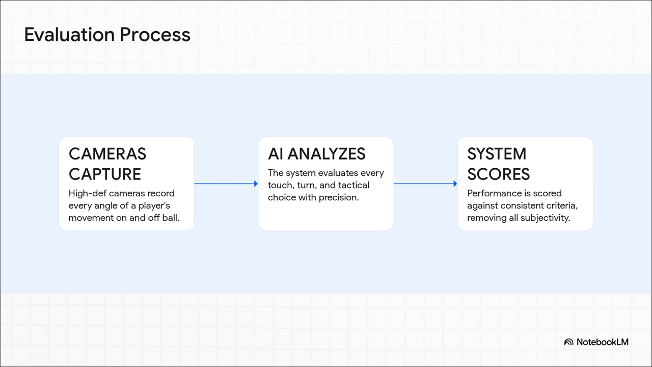Second, the AI gets to work, analyzing every single touch, every turn, and every tactical decision with a level of precision that's just impossible to achieve manually. And finally, the system scores that performance against a consistent set of criteria. The same rules apply to every player, which completely removes that subjective bias from the equation.